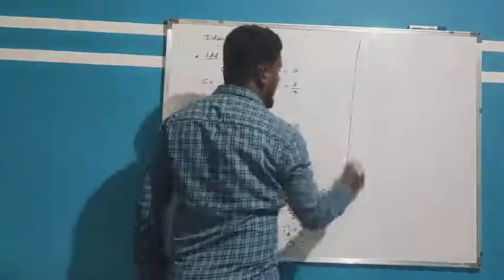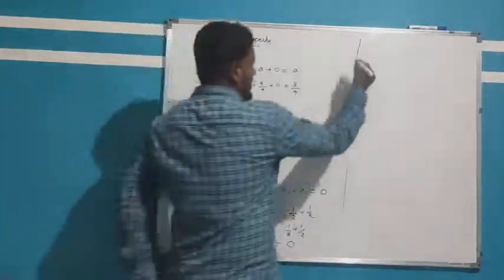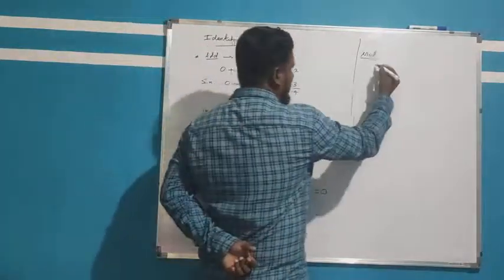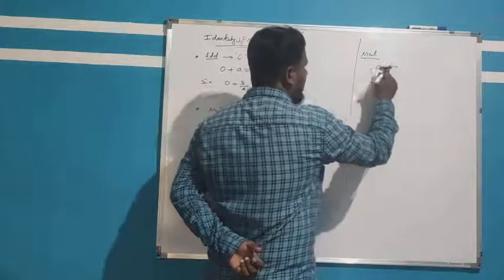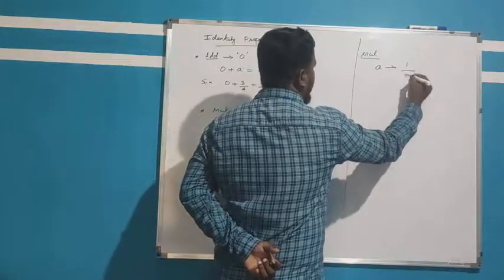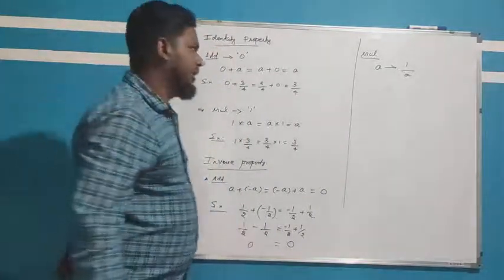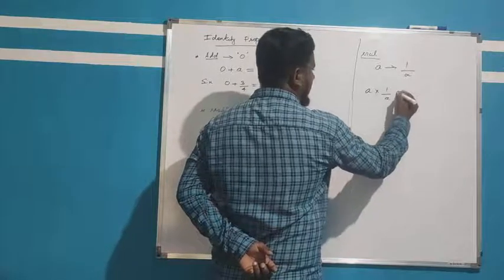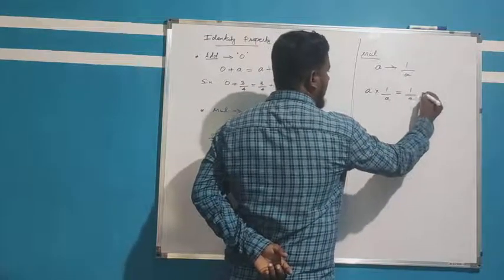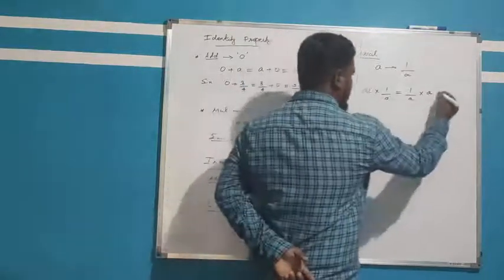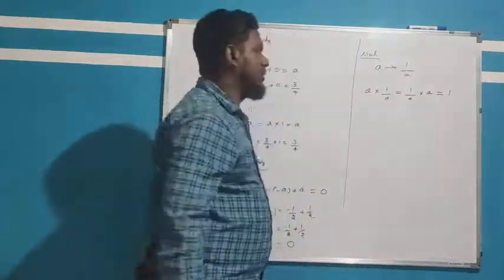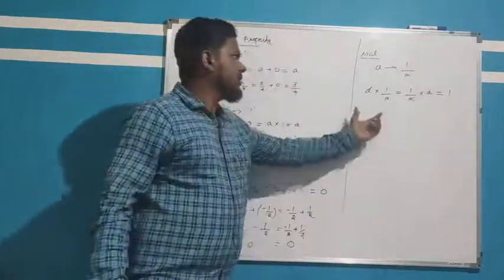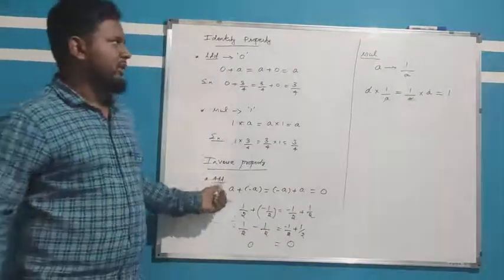So next we can see the multiplicative inverse. For example, the multiplicative inverse of a is 1 by a. So a into 1 by a is equal to 1 by a into a. The a cancels, and 1 only will come. So in this way we can find the inverse property of addition and multiplication.